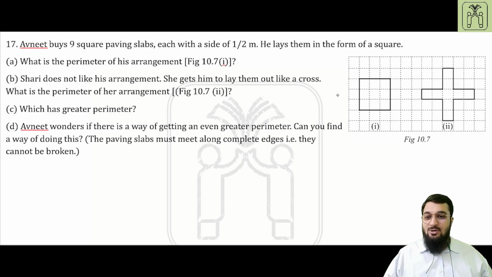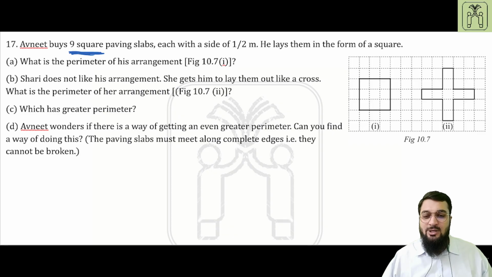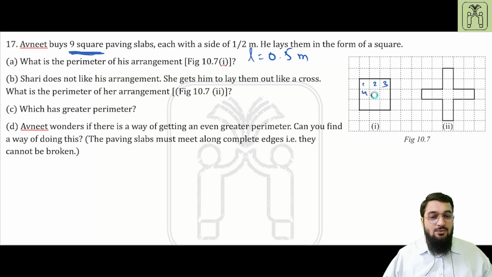And what is the perimeter of our arrangement? Basically, what the question is trying to say is that there are a total of 9 square tiles or paving slabs, whatever you may call them, each with a side of 1 upon 2 meter, or 0.5 meter. That is the length of the square slabs. So 1, 2, 3, 4, 5, 6, 7, 8, 9.